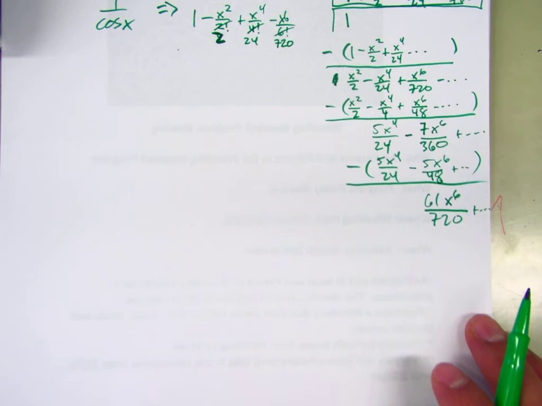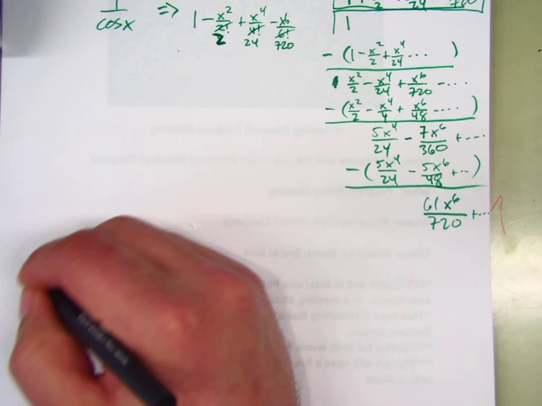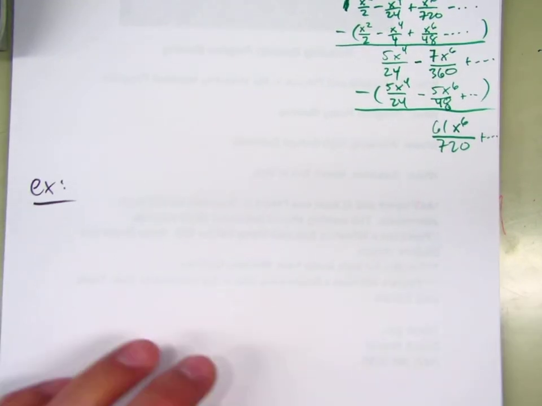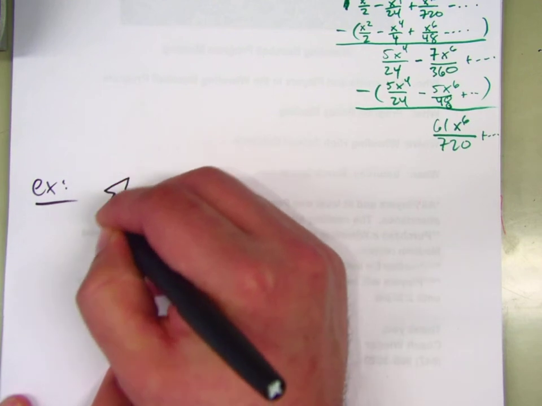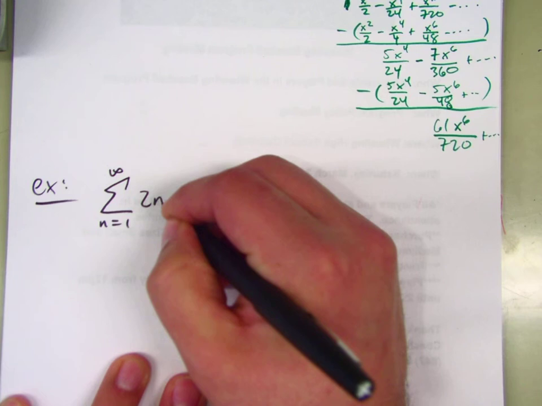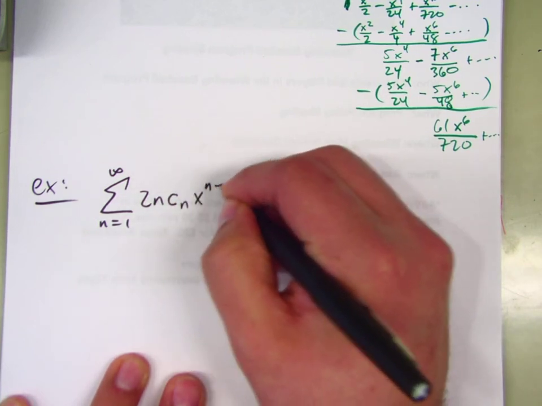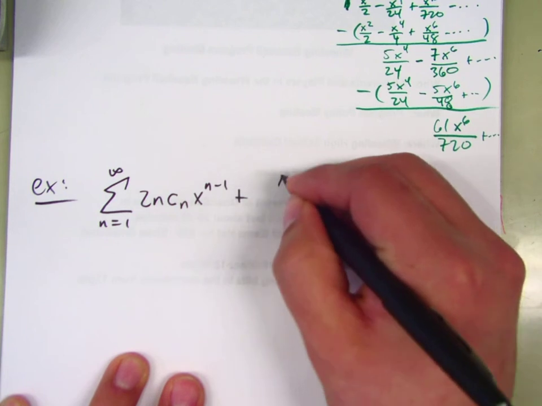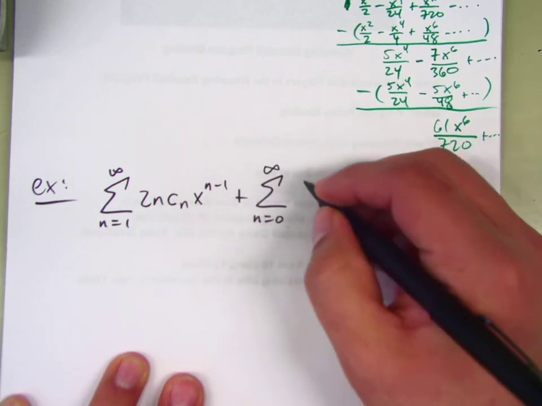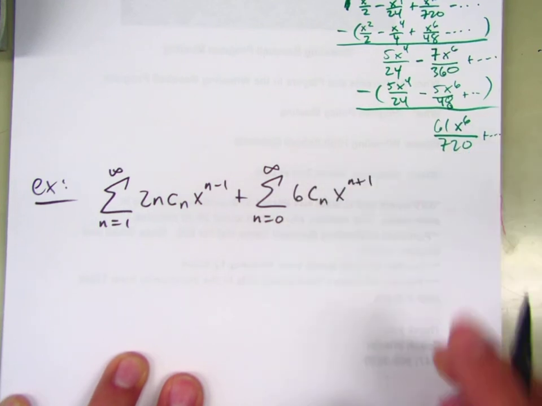So we did multiplying, we did dividing. Let's get to adding. So let's say we wanted to add these 2 series from n equals 1 to infinity. Let's say we have 2n times c sub n times x to the n minus 1 plus the series from n equals 0 to infinity of 6c sub n x to the n plus 1.